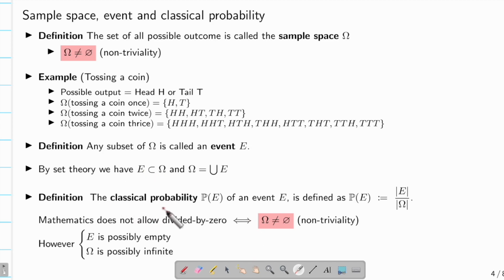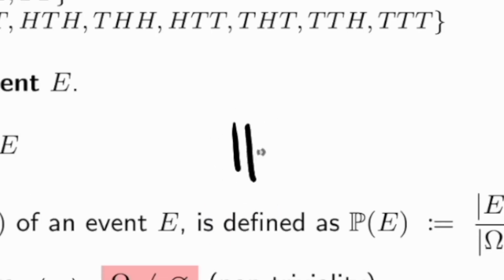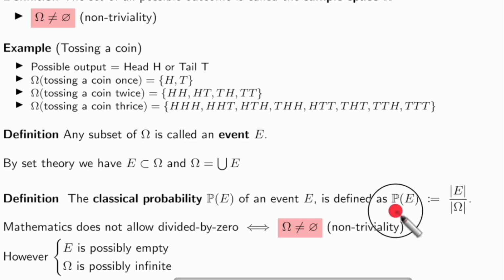And what is the definition of probability? The classical probability, P(E) of an event E, this P(E) means probability of E. You write 2 vertical lines and then write a P. The probability of an event E is the cardinality of the set E divided by the cardinality of the sample space. Since mathematics does not allow divide by 0, we assume omega is non-empty. Although omega cannot be the empty set, it does not mean E cannot be the empty set. E can be the empty set.